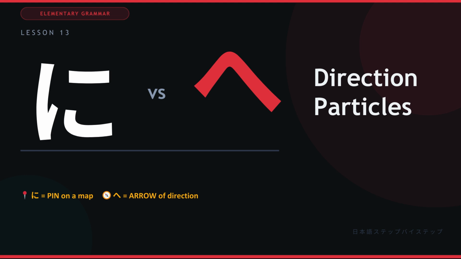Most Japanese beginners use ni and he wrong, and they don't even know it. Same sentence, different particle, but they do not mean the same thing. By the end of this lesson, you'll know exactly which one to use and why. I'm going to show you the difference in under 5 minutes, with real examples, a quiz, and one memory trick you will never forget. Let's go.